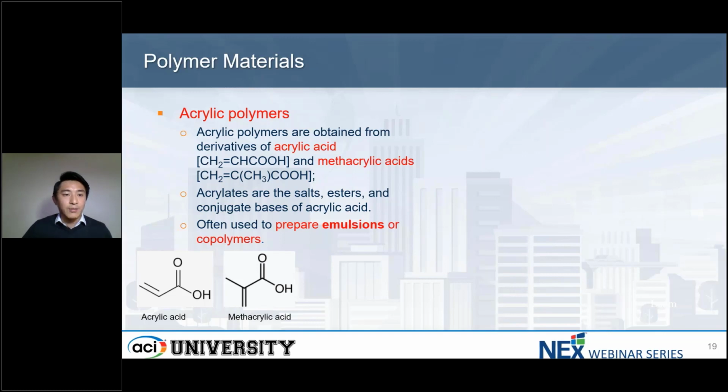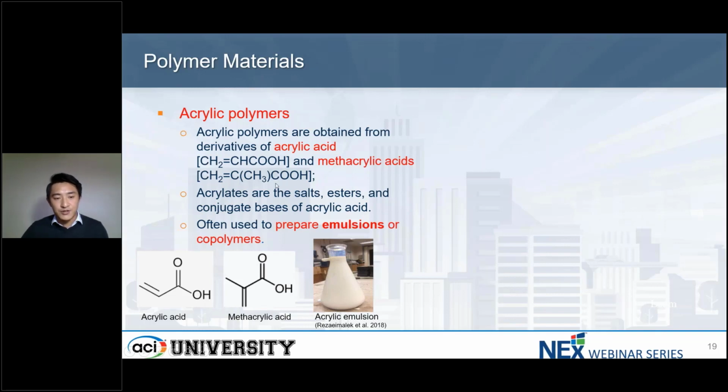So the acrylic polymer is one of the most common polymers used to produce polymer emulsions for soil stabilization. They are usually derivatives of acrylic acid or methacrylic acid. Here are the pictures. Because of their functional groups, they are quite versatile. Most polymer manufacturers use these polymers to form an emulsion, like what we're showing here.